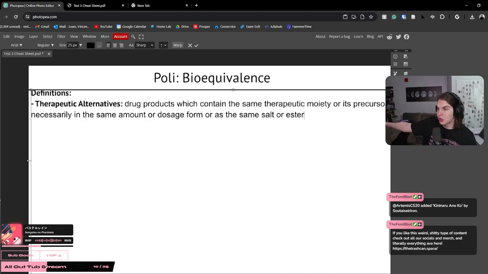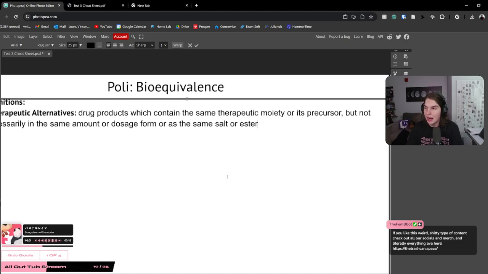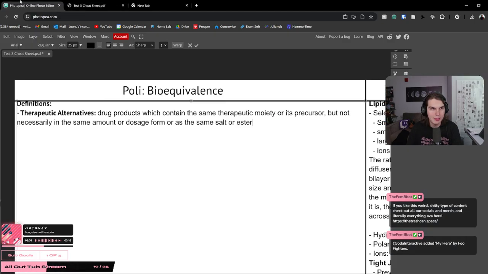So, therapeutic alternatives are essentially drug products which contain the same therapeutic moiety. Ava, you might be asking, what the heck is moiety?